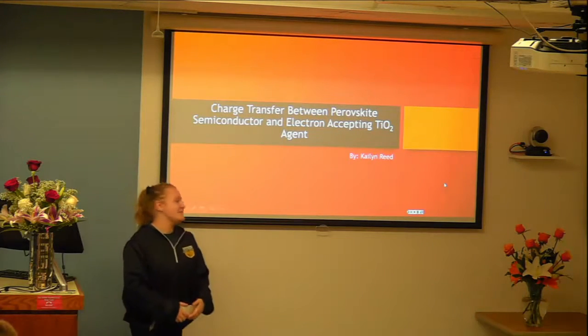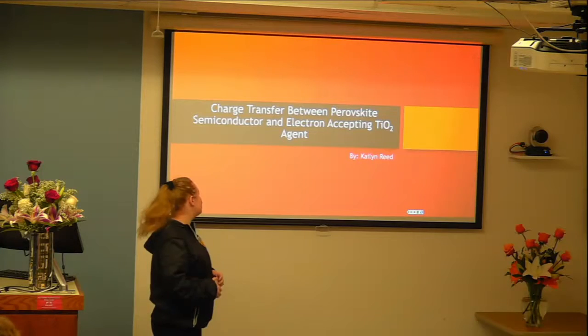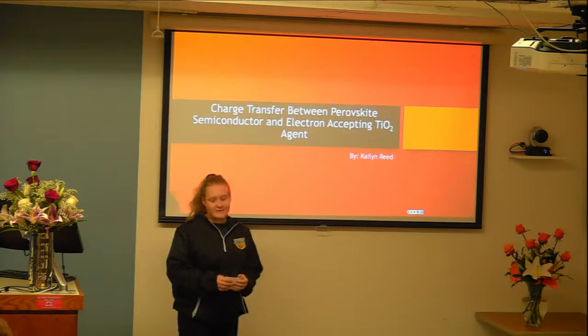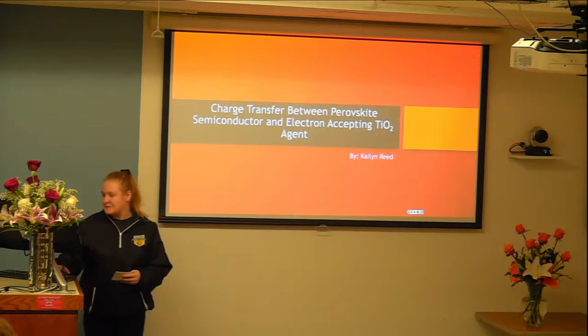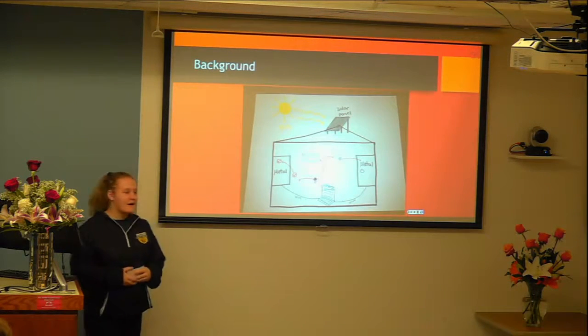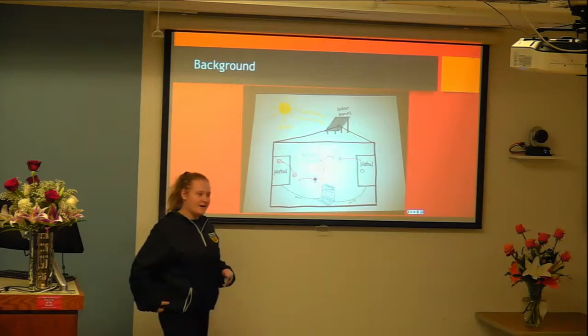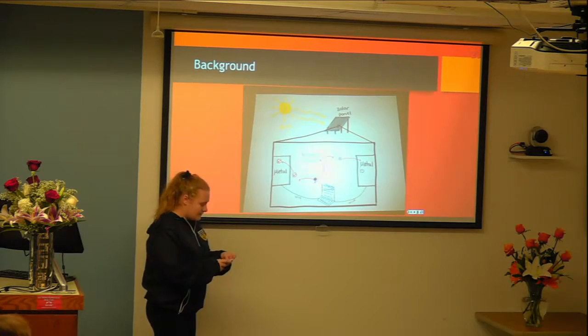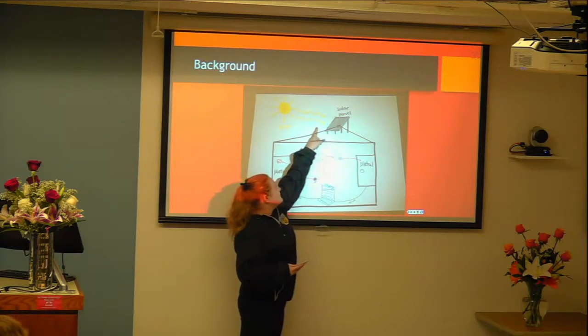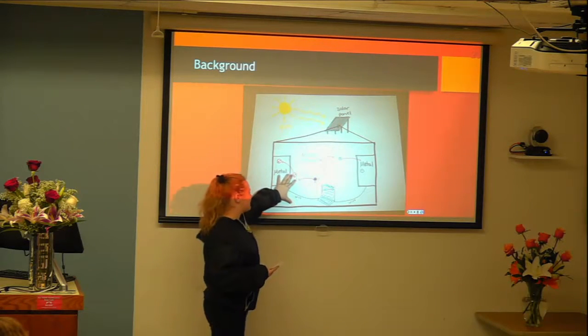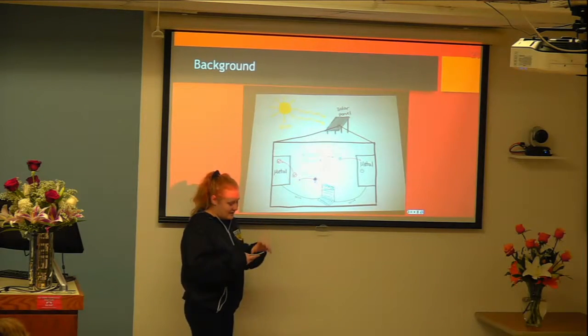Alright, I did my research on the charge transfer between the perovskite and the electron acceptor TiO2. So for a little background, this is a picture that I drew to kind of explain how this is used. The sun emits photons, which are these rays, to a solar panel, and this is a picture of what's happening inside the solar panel.